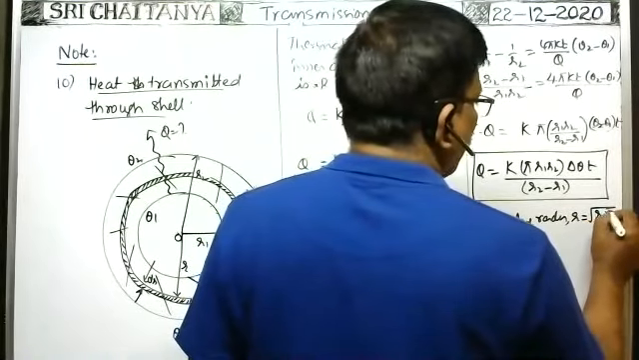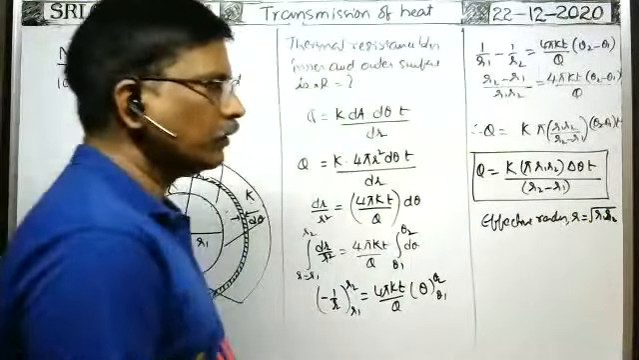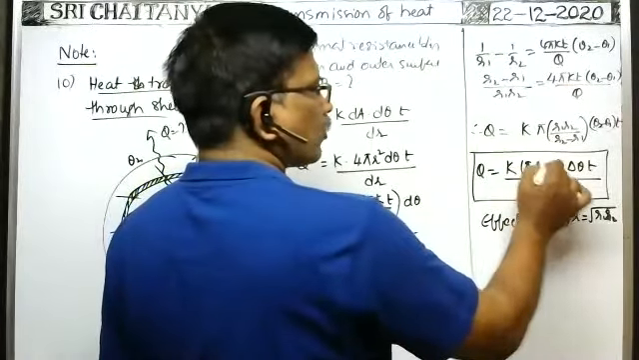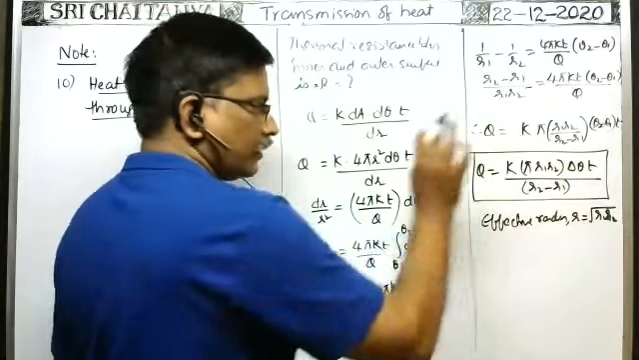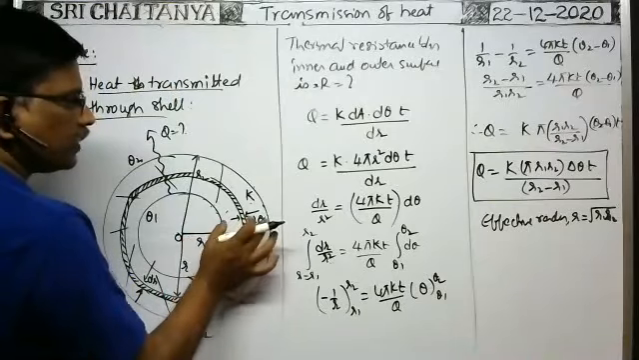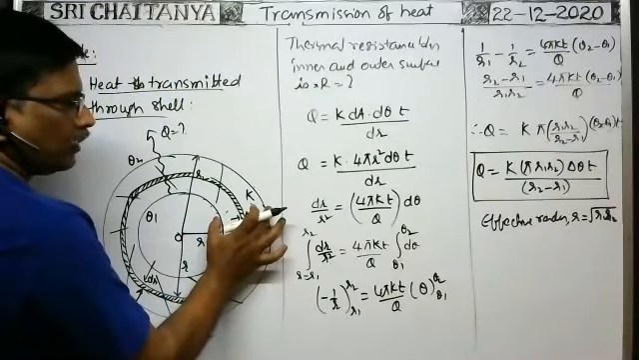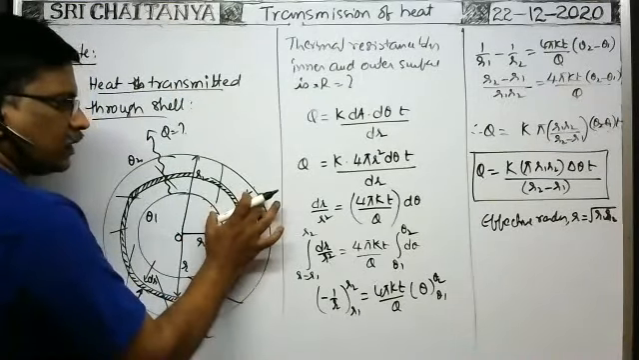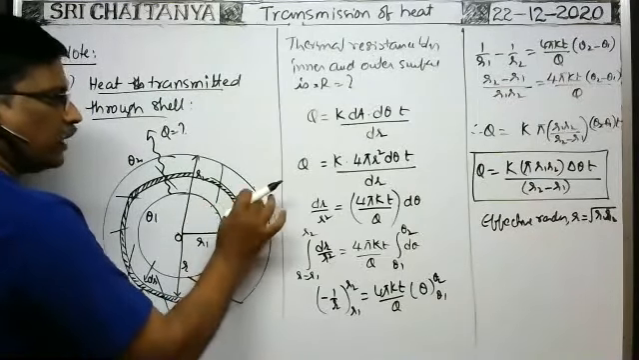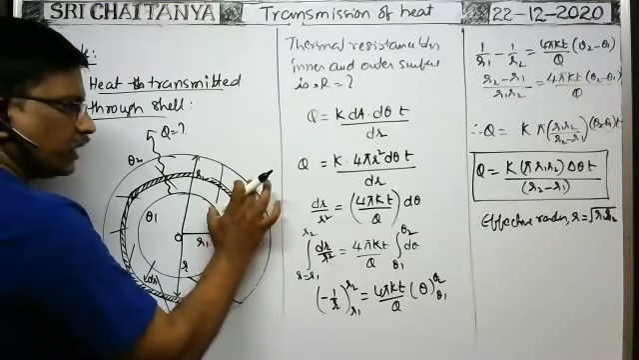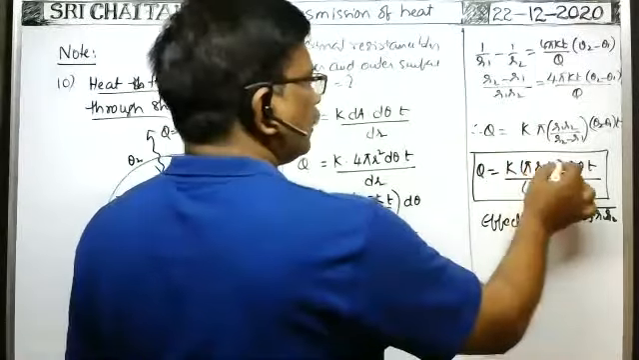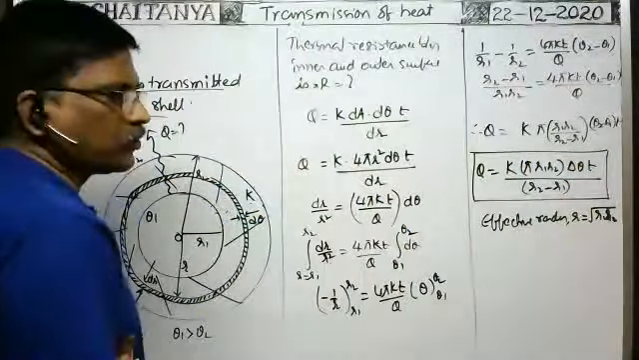Then we can write root R1 R2. So R square means R1 R2, and pi R square means pi R1 R2. I have written it like that. R2 minus R1 is the thickness of the spherical shell between which the temperature difference is noted. Theta 1 is here, theta 2 is here. Theta 1 minus theta 2 is the temperature difference across this, whose thickness is R2 minus R1. If you remember this formula, then we can do it directly without following this procedure.